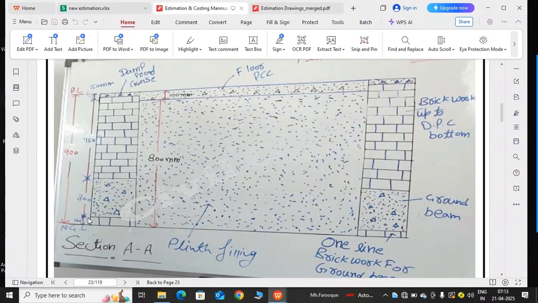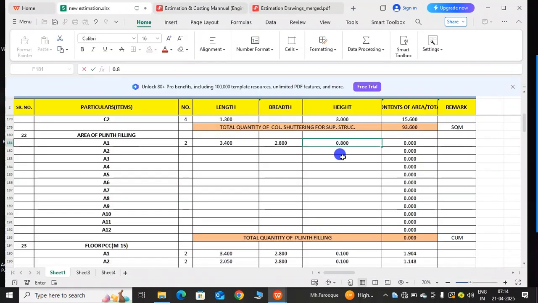Right now, we would like to fill this area with soil. What should we do? You should only subtract the thickness of floor PCC, that is 100 mm. And what is the height from NGL, or natural ground level, to plinth level? That is 900 mm. So what is the height for area plinth filling? You should subtract only 100 mm, which is floor PCC, and the remaining you should write there because we want to fill that. So I'm writing here 800 and that's all.